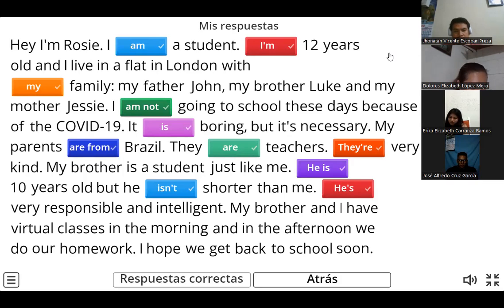My parents are from Brazil. They are teachers. They're very funny and kind. My brother is a student just like me. He's 10 years old, but he's shorter than me. He's very responsible and intelligent. My brothers and I have virtual classes in the morning and in the afternoon we do our homework. I hope we get back to school soon.